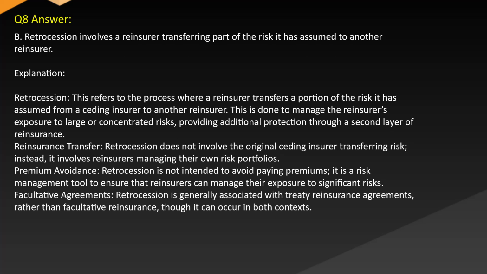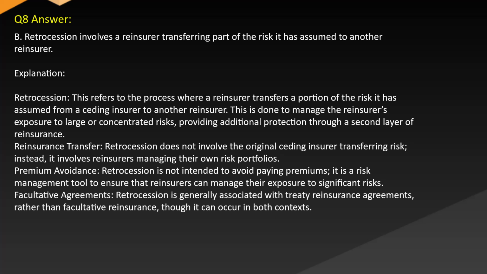Answer: B. Retrocession involves a reinsurer transferring part of the risk it has assumed to another reinsurer. Explanation: Retrocession. This refers to the process where a reinsurer transfers a portion of the risk it has assumed from a ceding insurer to another reinsurer.